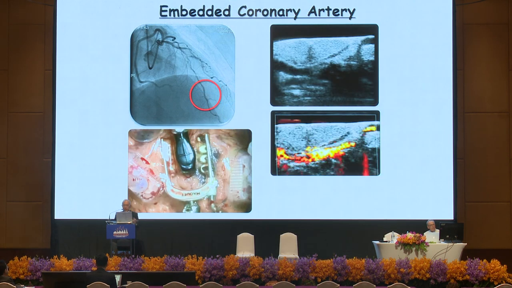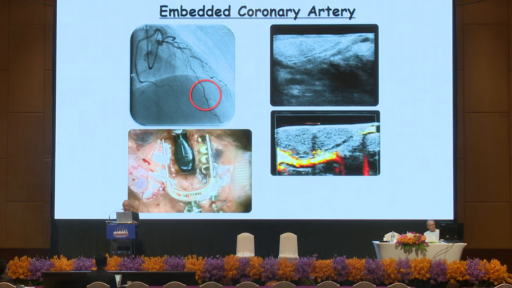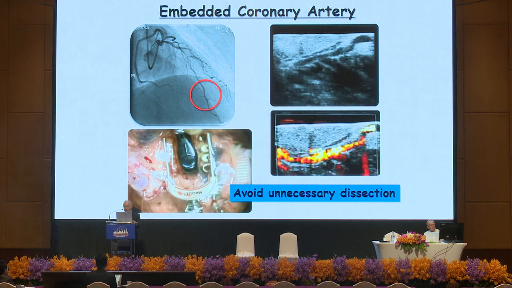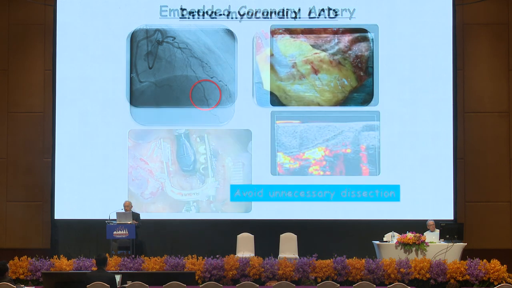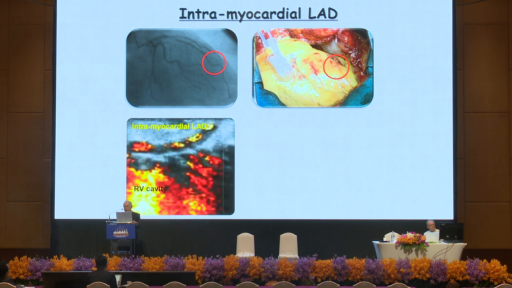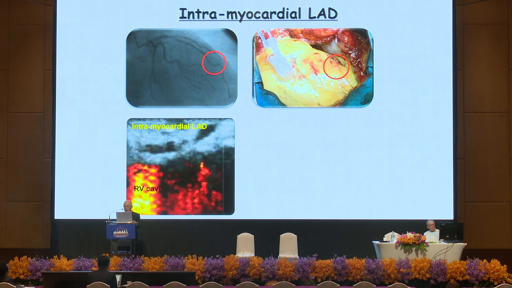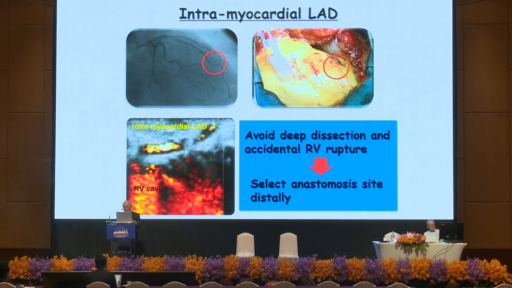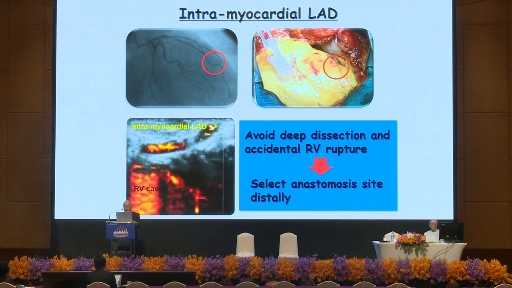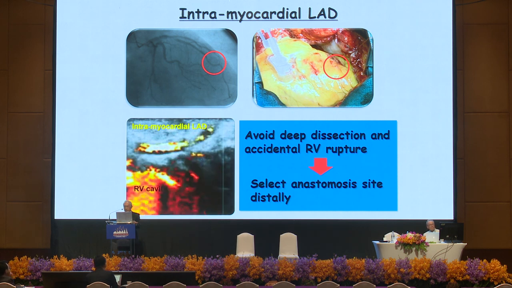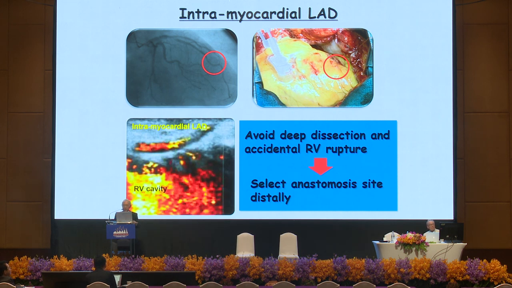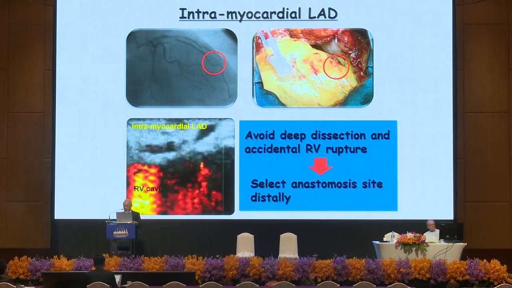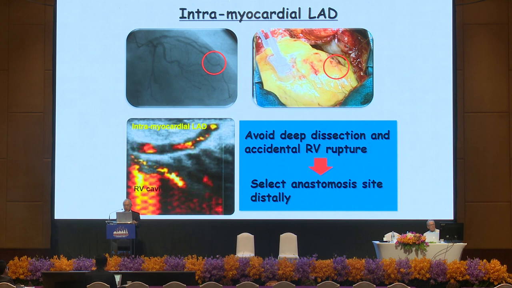And this is a typical case of an embedded coronary artery. So you can avoid unnecessary dissection. In this case, intramyocardial LAD, if you make a dissection of this part, you might have an accidental right ventricular rupture. So for the safety of decision making for which part of the coronary artery you anastomose, this is very important.